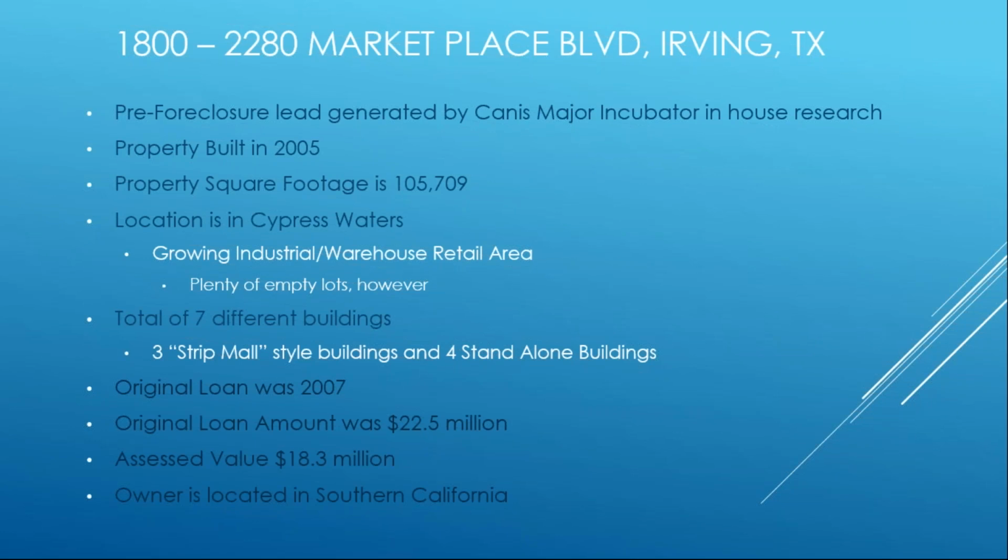When I say warehouse retail, it's got a lot of big box stores like Fry's, Home Depot, and the Dump Furniture Store, and that kind of stuff. However, it also has a lot of empty lots. There's plenty of land to build elsewhere, and there's also a lot of other shopping centers. There's a total of 7 buildings in this shopping center. There are 3 what we call strip mall style buildings or anchor buildings, and 4 standalone buildings. The original loan was back in 2007.